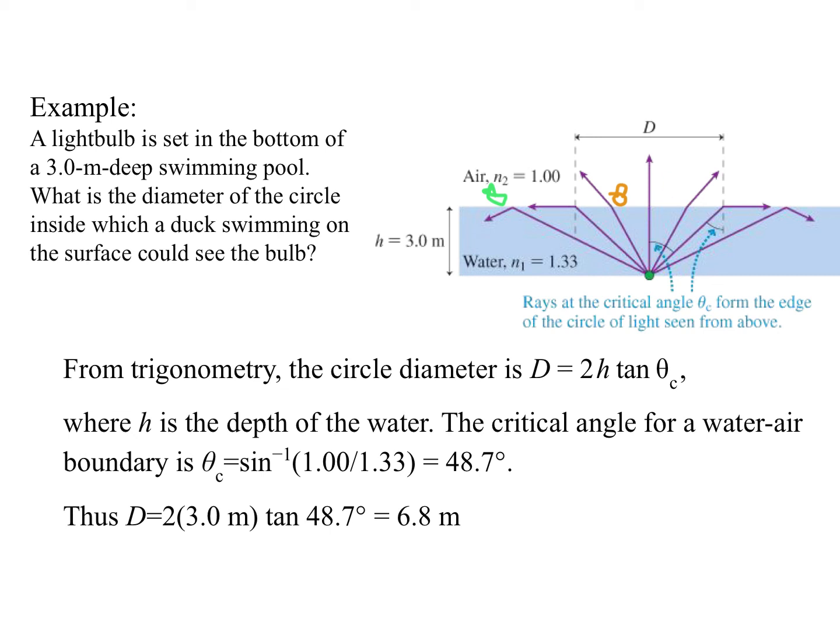And the critical angle for a water-air boundary would be the inverse sine of 1 over 1.33, which is about 48.7 degrees. And so the diameter of the circle would be 2 times the 3 meters times tan of 48.7 degrees, or about 6.8 meters.